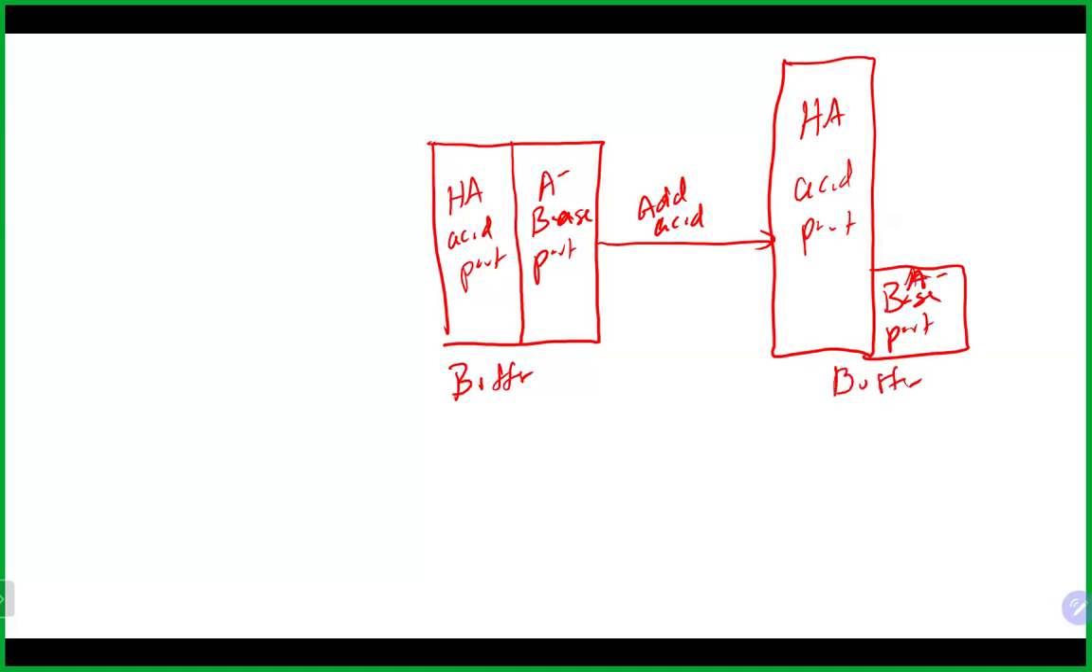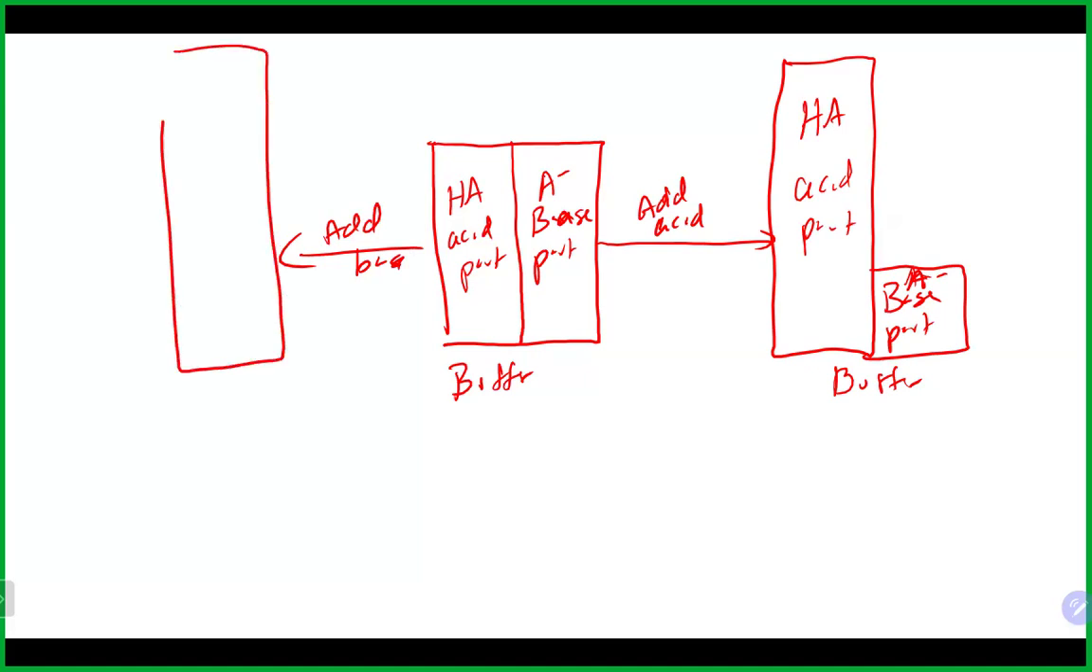And same thing here. If you add base, it will react with the acid part of the buffer, and you'll make more of the base part of the buffer here. So you'll make more of this. And again, that's why a buffer can maintain a pH over a good period of time, because it's kind of regenerating in a sense. You use a little, but you make a little bit more of the other. So it kind of regenerates itself as you're doing it.